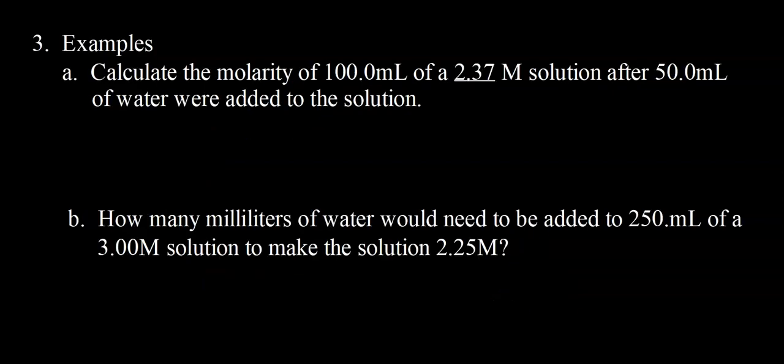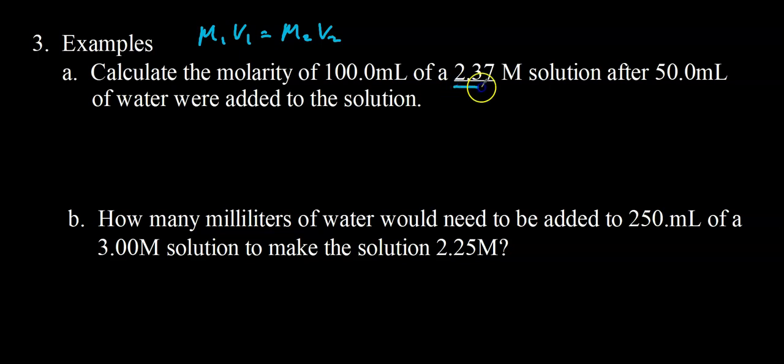So let's take a look at some examples. I'll walk you through one and I'll give you some to do on your own. First one here, calculate the molarity of 100 milliliters of 2.37 molar solution after 50 milliliters of water were added to the solution. So again, let's take a look at our formula. I'm going to write it up here just so it's kind of out of the way. So this is anytime you are diluting a solution, start with this formula. So what do we know?